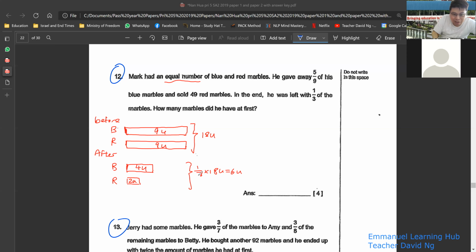Yes. Yeah. So when you draw model, you're actually solving the question already. So 1/3 times 18, 6U. So I know total is 6U, right? So I minus 4 unit for the blue. So 2 unit, confirm is 2 unit for the red. That means originally 9 units, right? Yes.